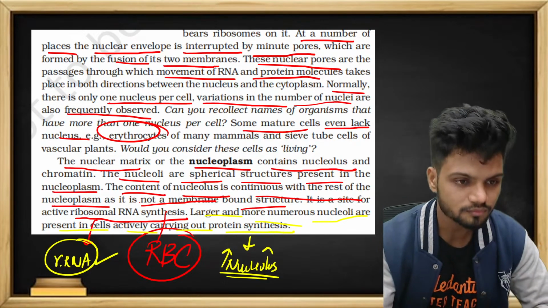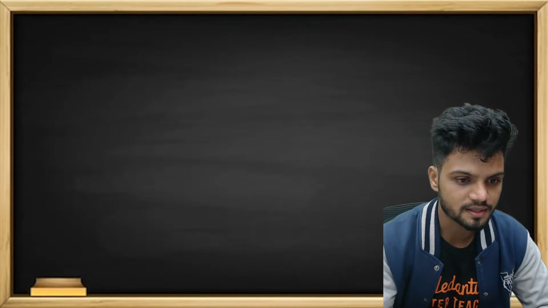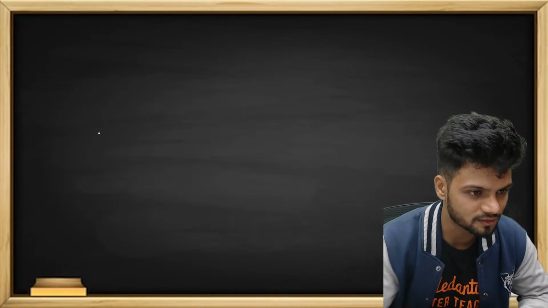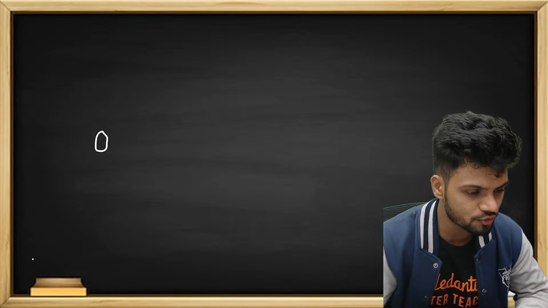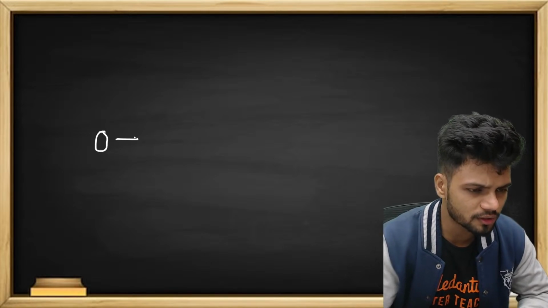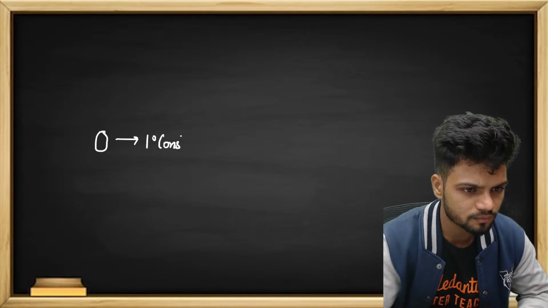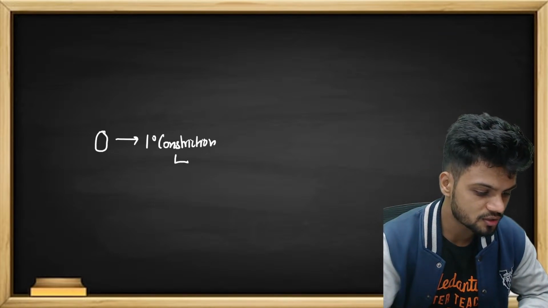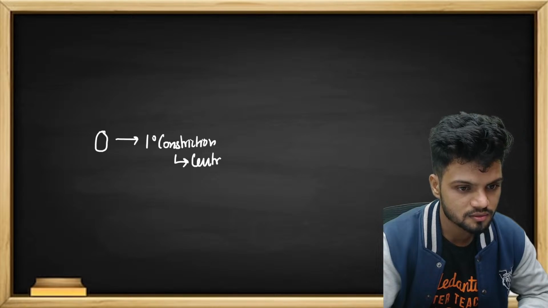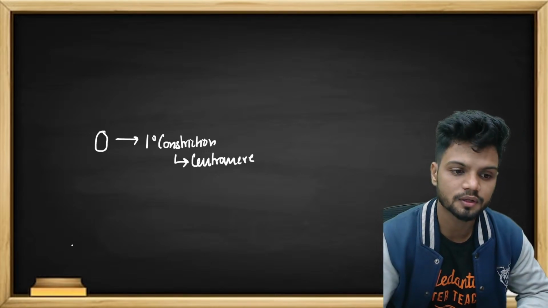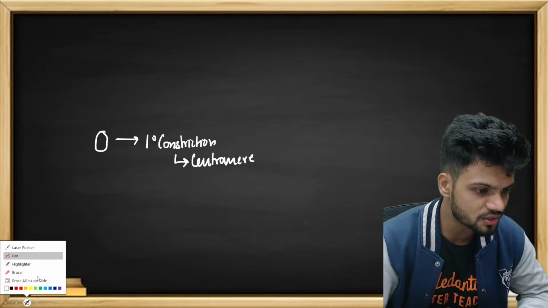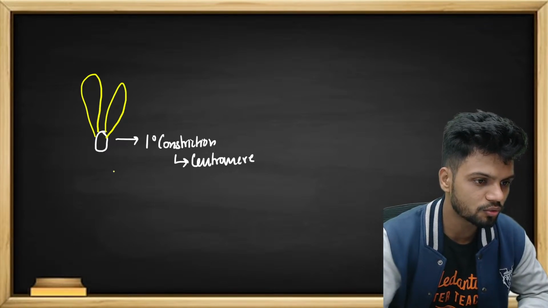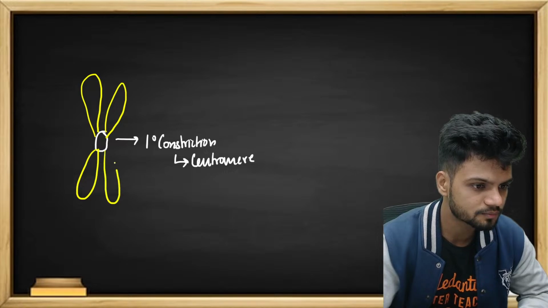That's all. Next is the diagram of your chromosomes. Very important, very easy to understand. See, a particular chromosome has something called a primary constriction. The primary constriction is called the centromere. Okay. Now on this primary constriction, there are two sister chromatids. They are the sister chromatids.